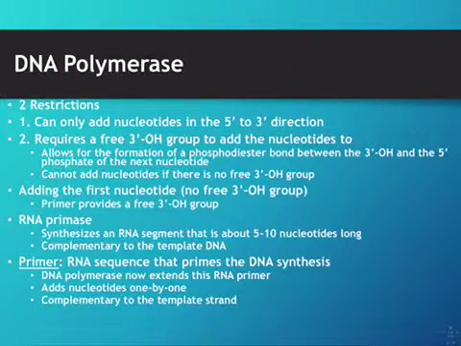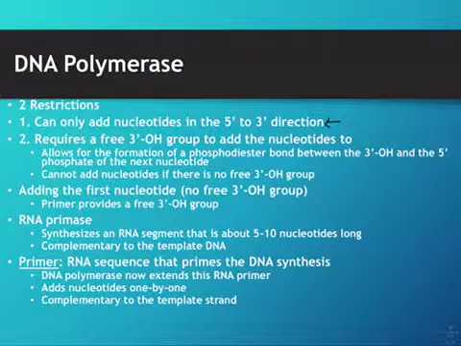So again, DNA polymerase is really great and good, but it's got two restrictions. The first restriction is that it can only add nucleotides in the 5' to 3' direction. This we'll take a look at on the next slide when we have the diagram, so I can explain that a little better. And then the second restriction with DNA polymerase is that it requires a free 3' hydroxyl group.